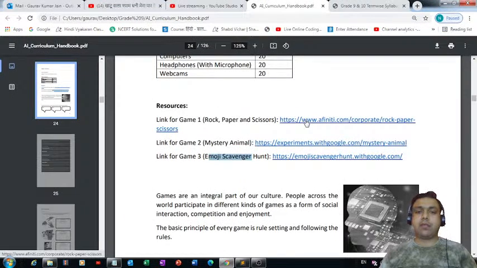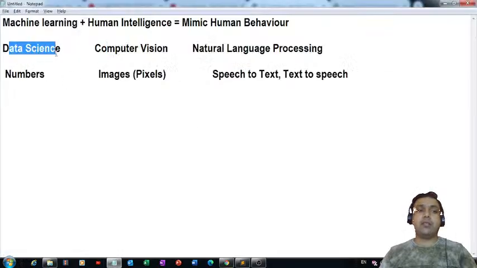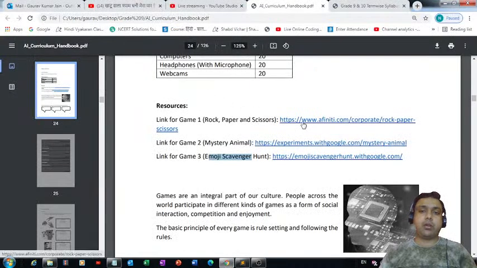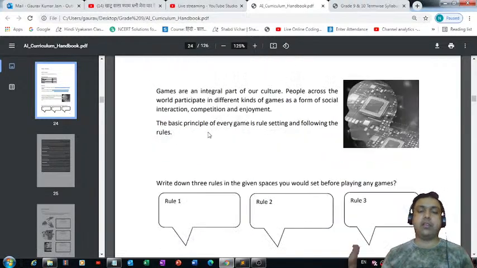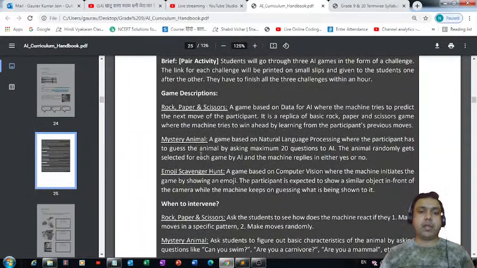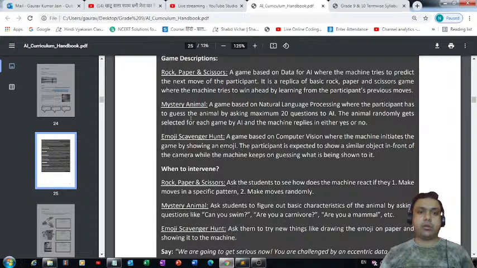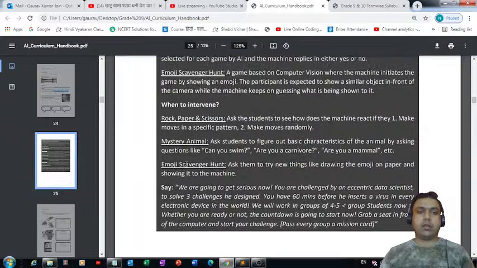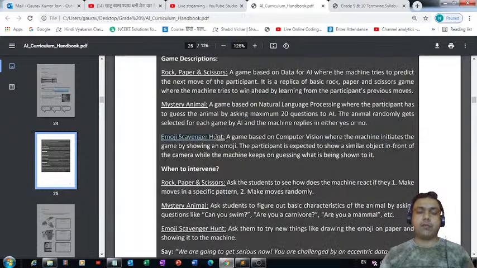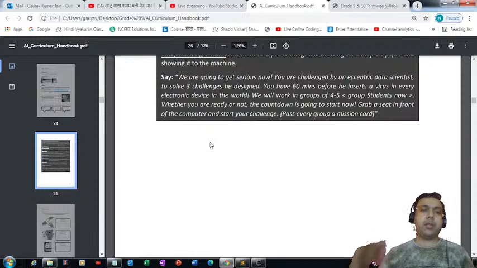Similarly, if you play this game, you will come to know that this is based on data science techniques. Data science tools have been used for creating this game, right? That is how questions based on this may come in your exam. So please play these games, and you can check out the information in this paragraph also. Everything related to these three games is given in this paragraph. See, Emoji Scavenger Hunt, a game based on computer vision where the machine initiates the game by showing an emoji. Okay, so just go through the information properly, each and every line properly. You will be able to score 25 out of 25 marks in your AI.